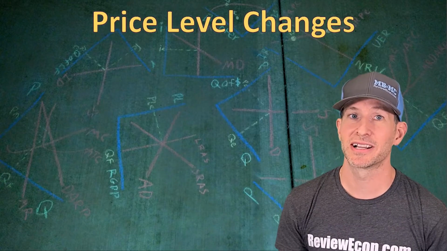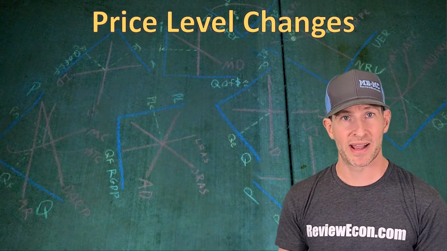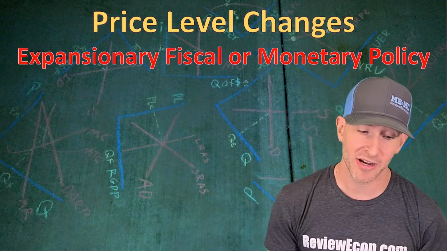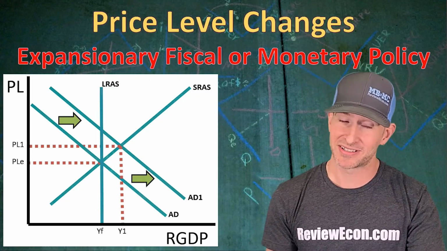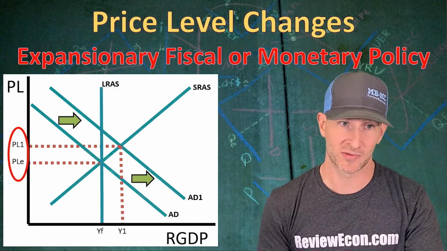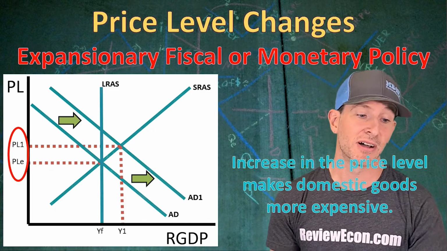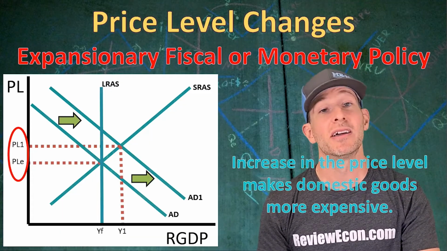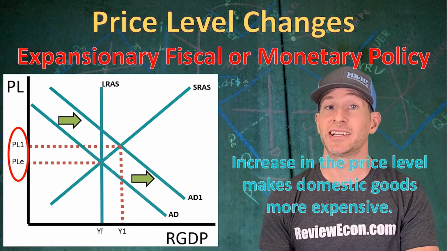So next we're going to take a look at changes in the price level and see how those impact the foreign exchange markets. Well, if we have expansionary fiscal or monetary policy, that's going to, as we just saw, increase the aggregate demand curve, and that causes the price level to increase as well. That increase in the price level means that domestic goods are going to be more expensive, and as a result, foreign goods are going to be relatively cheaper.